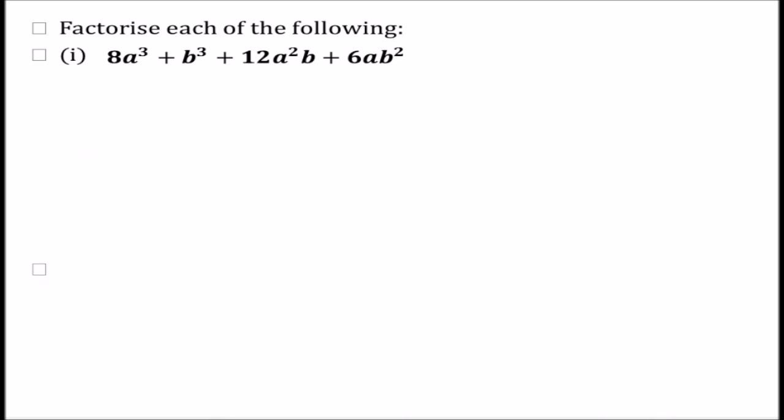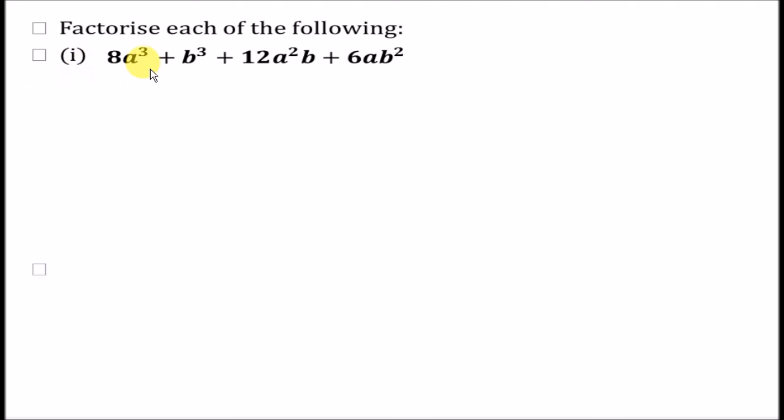Next type of question, we need to factorize the following algebraic expressions. The first question is 8a cube plus b cube plus 12a square b plus 6ab square. So as soon as we get such expressions where we have 4 terms and 2 of the terms look like perfect cubes or can be cubed, then we have to understand that we need to use the identities that we have learned in this series to factorize the algebraic expression.